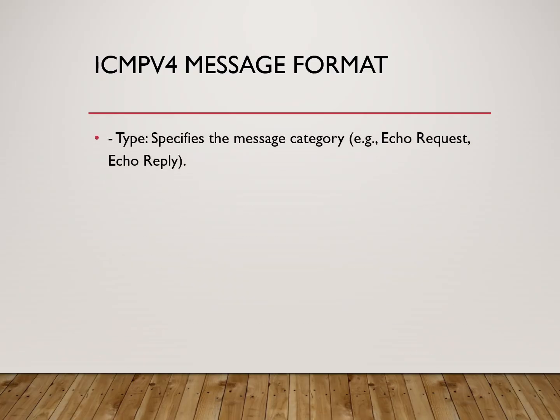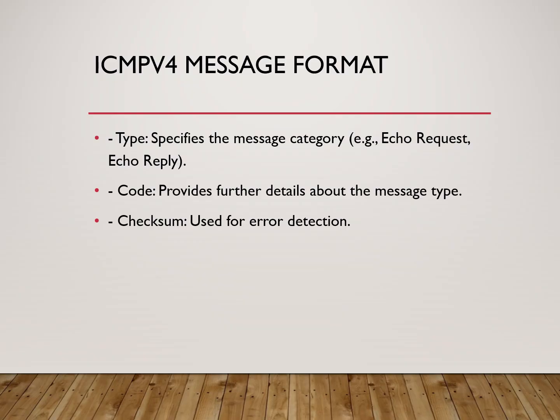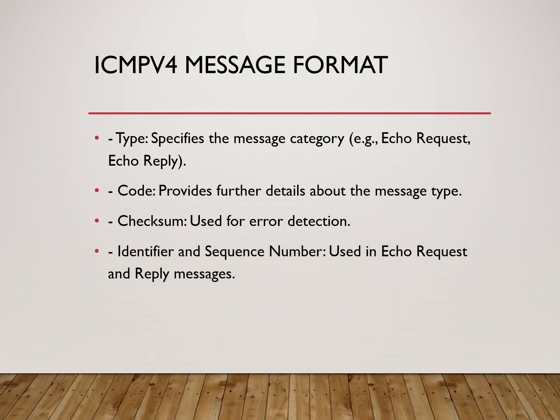Let's take a look at the structure of ICMP messages. Type specifies the category of the message, for example, echo request and echo reply. Code gives additional information about the message type. Checksum is used for error detection to ensure the integrity of the message. Identifier and sequence number help track individual ping messages, especially in diagnostic tools. Understanding this format is important to interpret ICMP messages properly.